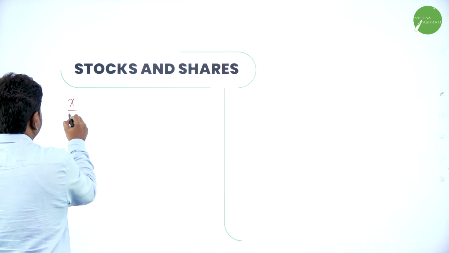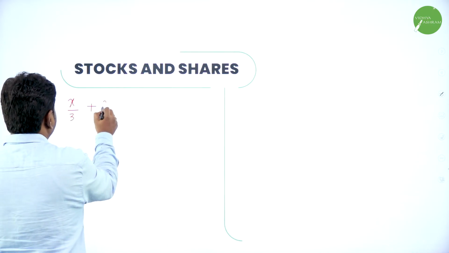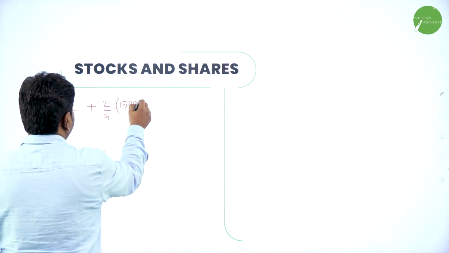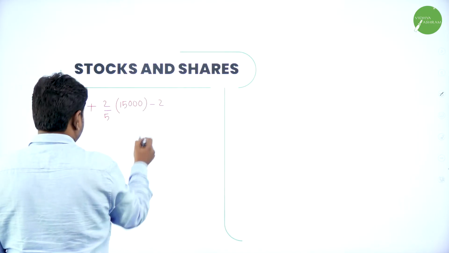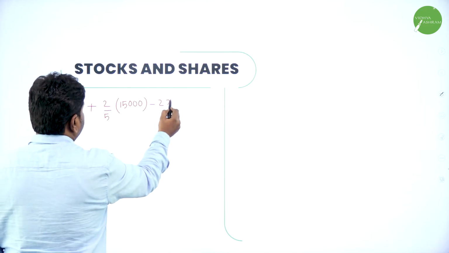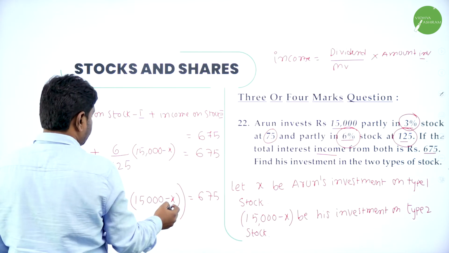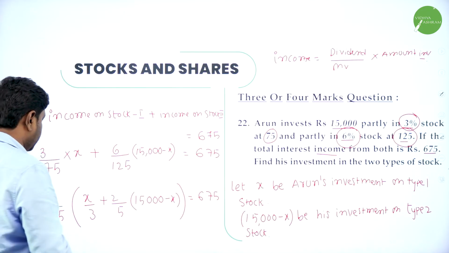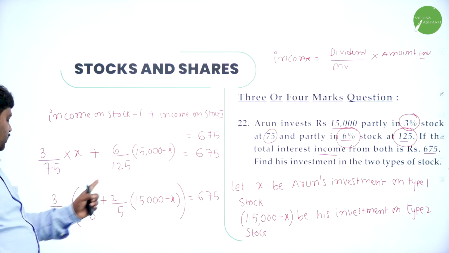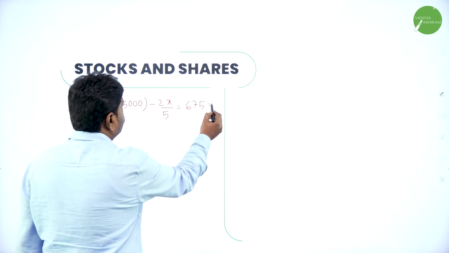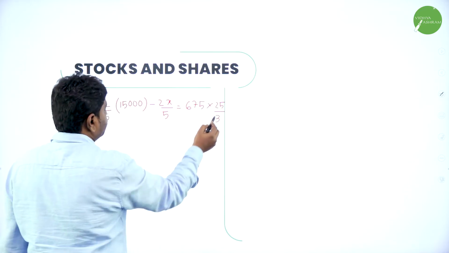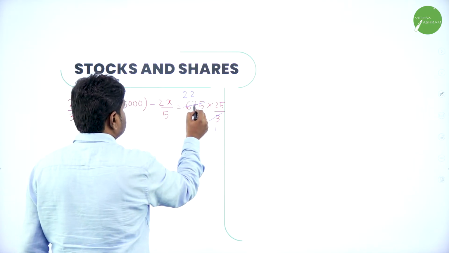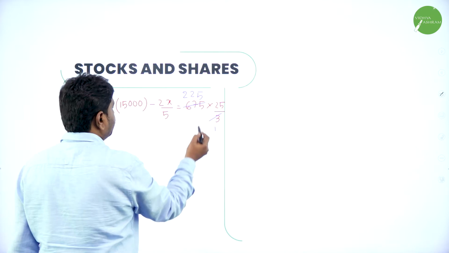So now we have X by 3 plus 2 by 5 times 15,000 minus X is equal to, we are left out with 675. So dear students, here 3 by 25, you can see 3 by 25, if it goes to RHS, it will become 25 by 3 into 25 by 3. Now simplify this. 3 1s are 3, 3 2s are 6, 3 2s are 6, 15, 3 5s are, it will become 225 into 25.